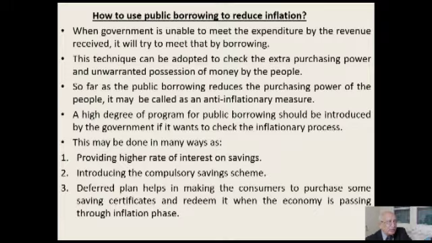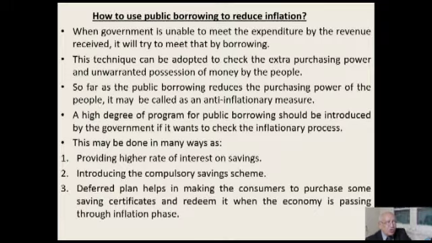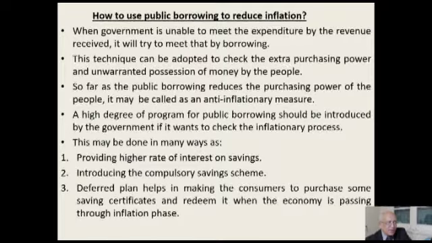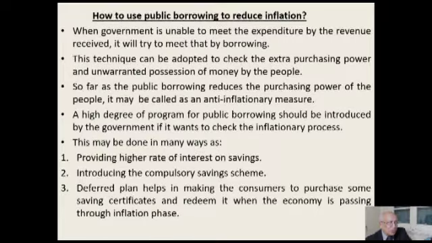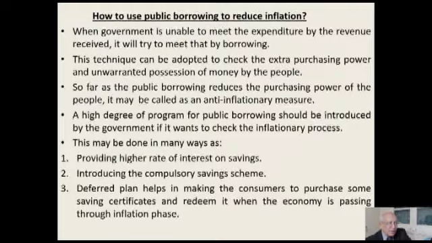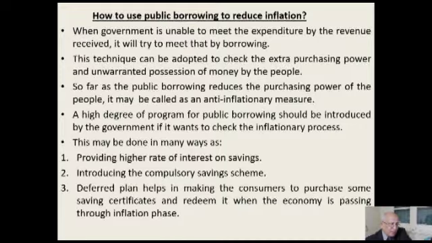A high degree of programs for public borrowing should be introduced by the government if it wants to check inflation. Government may use different ways to realize that. Number 1, providing a higher rate of interest on savings. Number 2, introducing compulsory saving schemes. It means compulsory saving imposed by government.